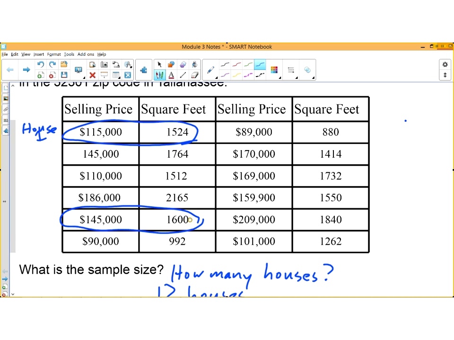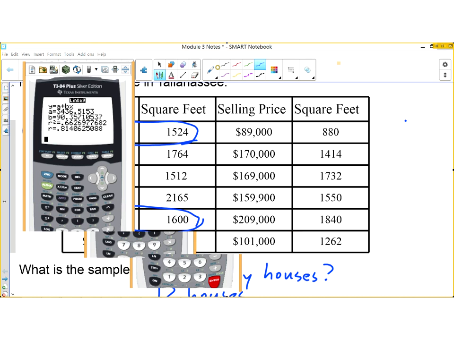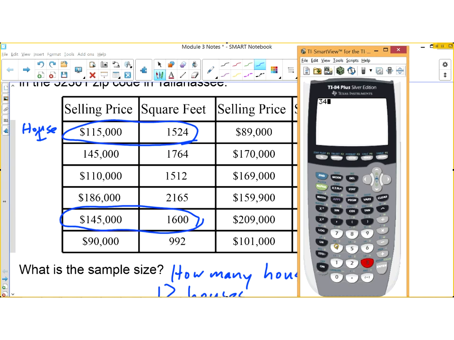So let's pick one. Let's pick the house that was 1,600 square feet and $145,000. So what I'm going to do is take my calculator. Let's do it over here to the right so I can see what I'm looking at. All right, so I think I said 3437 plus 90.4 times 1,600, times my x, right? And my predicted selling price is about $148,000.